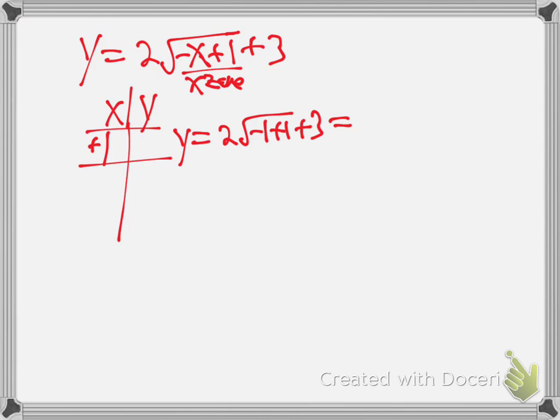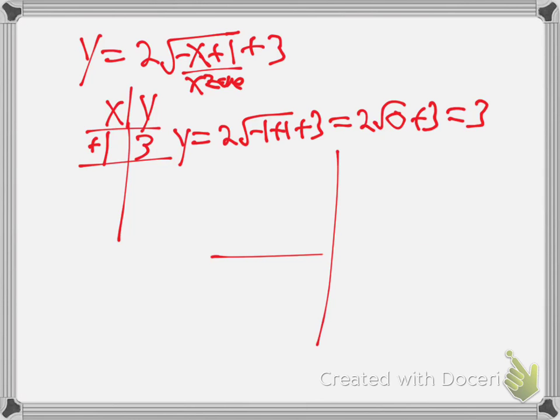And y will equal 2 times the root of 0 plus 3. Y will be 3. Over 1, up 3. Super important point. That's the center point. We've got it that quick. That's the most important point on the graph. Now find a second one.